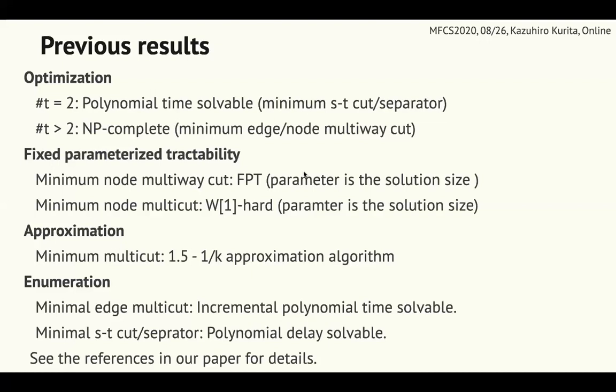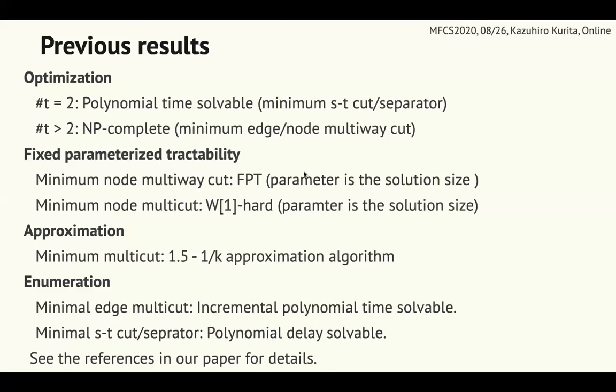Multicut and multiway cut have received some previous work in the fields of enumeration and optimization. In the context of optimization, it is known that the minimum s-t cut and separator can be solved in polynomial time. This is a special case of minimum edge or node multicut. If the number of terminals is exactly 2, then these problems are the same. Moreover, if the number of terminals is more than 2, then this problem is NP-hard, even if the graph is planar.